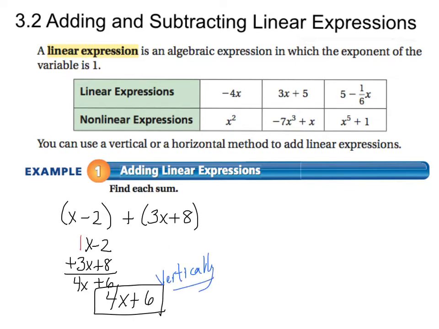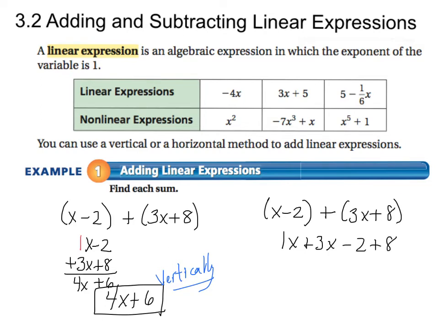Now, if you write them horizontally, I'm just going to rewrite it: x minus 2 plus 3x plus 8. You can look at this and say, okay, using the commutative property, I can rewrite these as 1x plus 3x minus 2 plus 8. Now, you don't have to show that step. You can skip it and just say, okay, x and 3x are like terms. That would give me 4x. And negative 2 and positive 8 would give me positive 6. And that would give me the same answer.